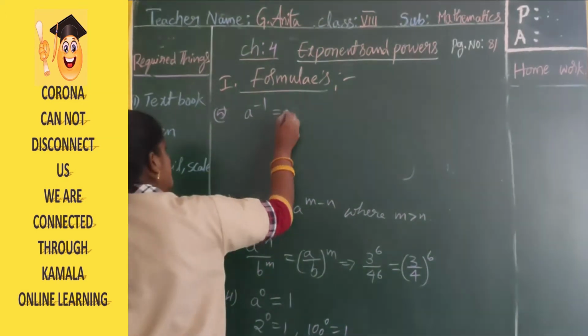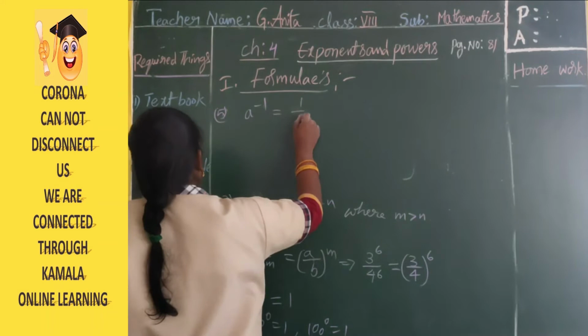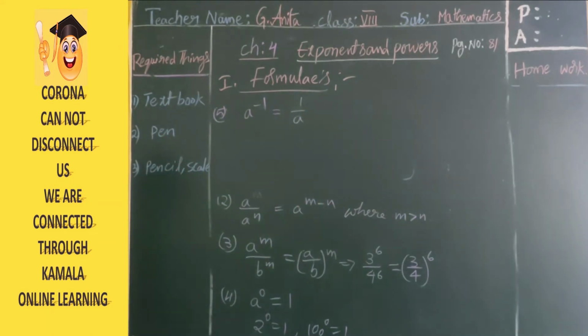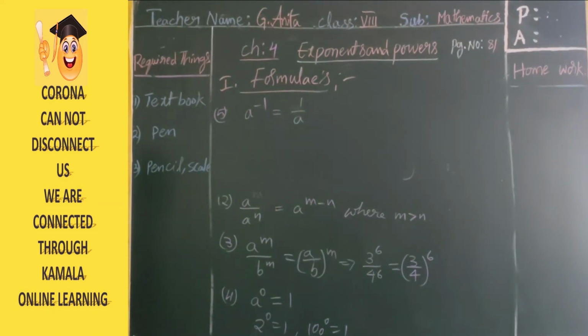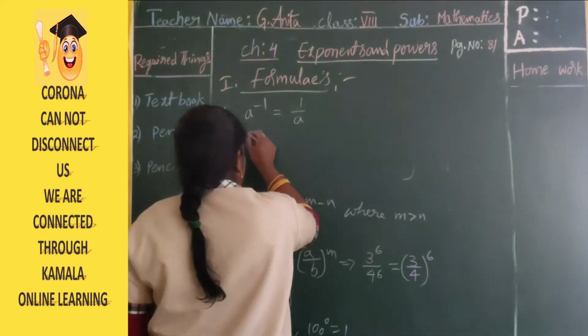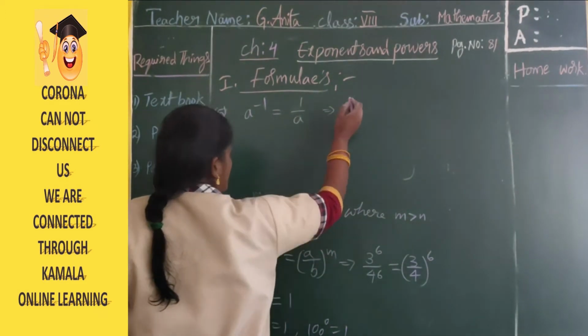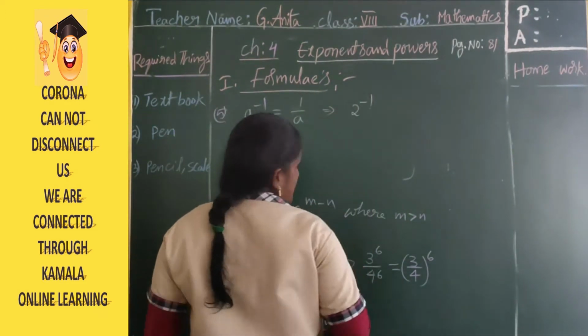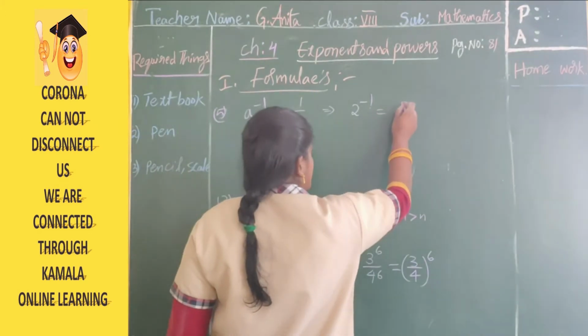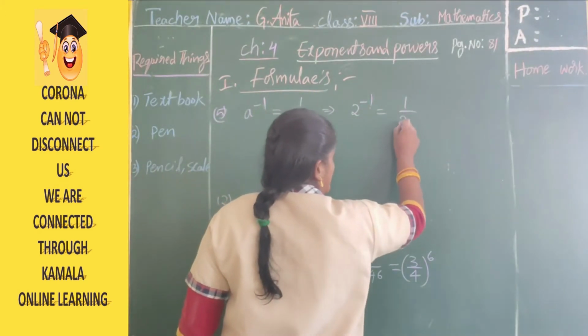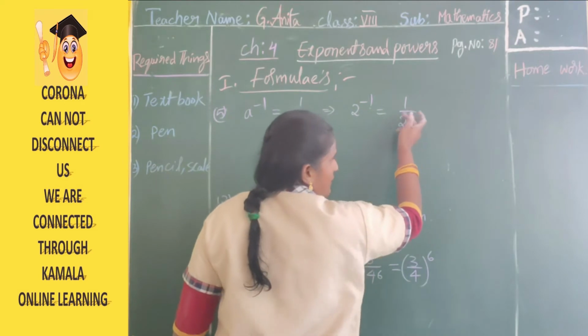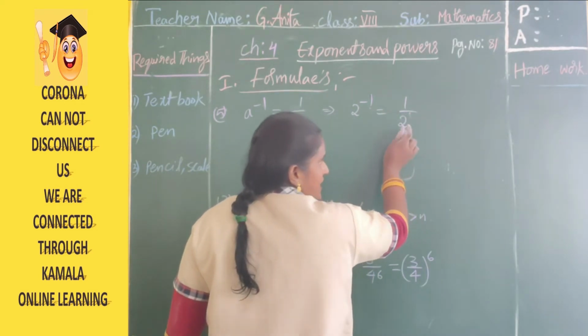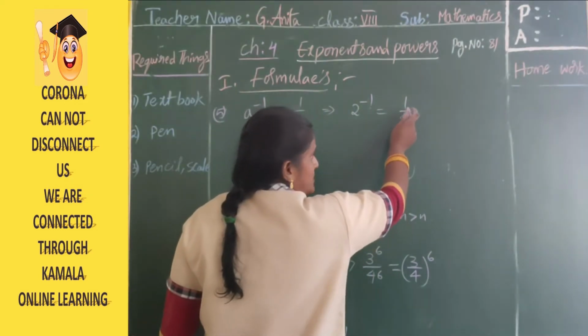So a power minus 1 can be written as 1 by a. A power minus 1 is equal to 1 by a. For example, 2 power minus 1 is there. So 2 power minus 1 means 1 by 2 power 1. 2 power 1 is always 2. So that's why this can be written as 1 by 2.